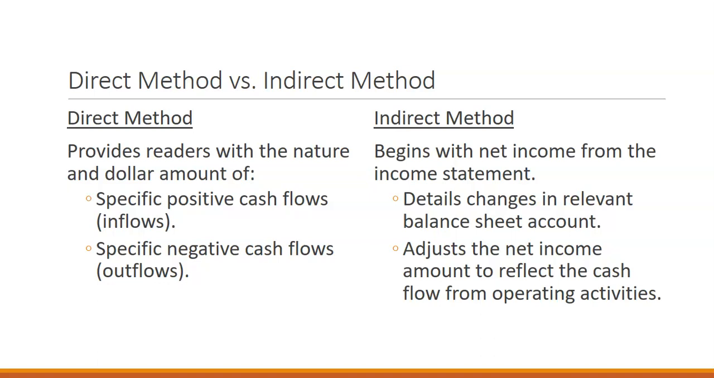With the indirect method, we make adjustments to the net income based on changes in balance sheet accounts, our current assets and our current liabilities. With the direct method, we say where those flows came from. So instead of looking at the change in accounts receivable, we would say cash received from customers. Instead of a change in accounts payable, we would say cash paid to suppliers.